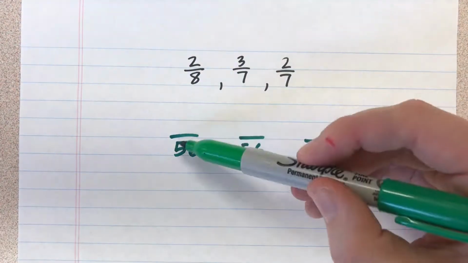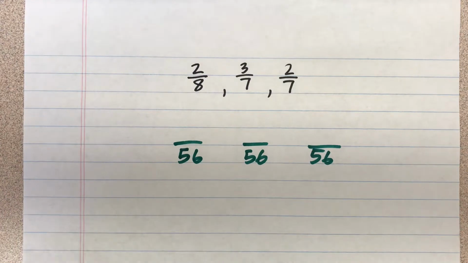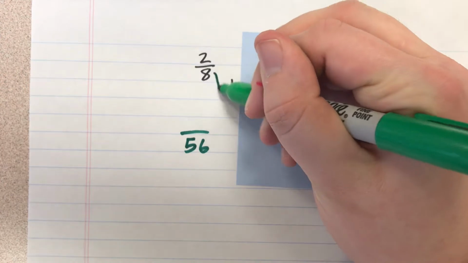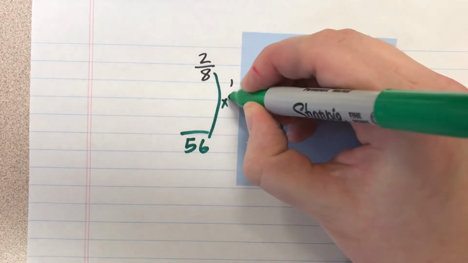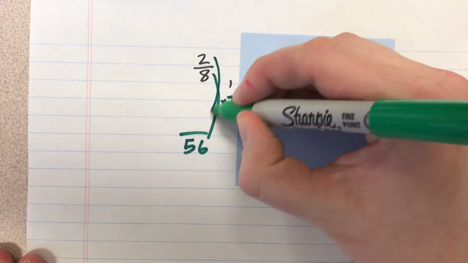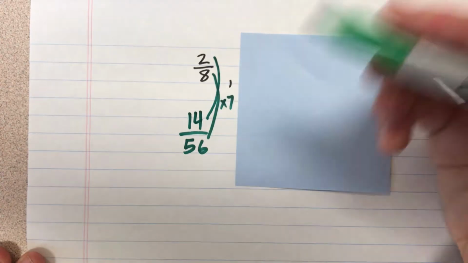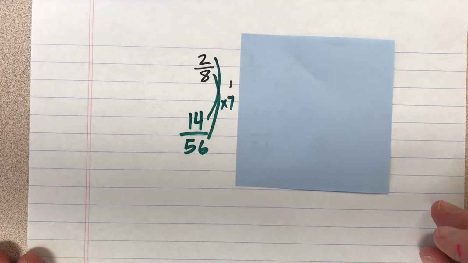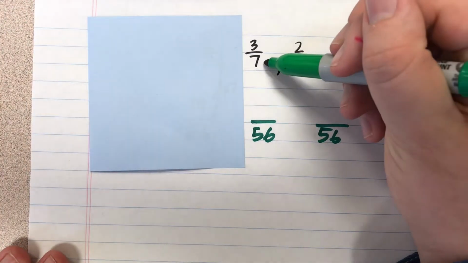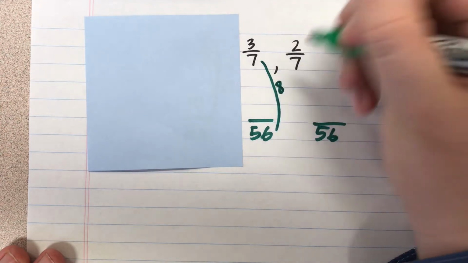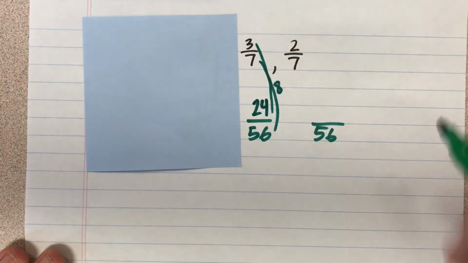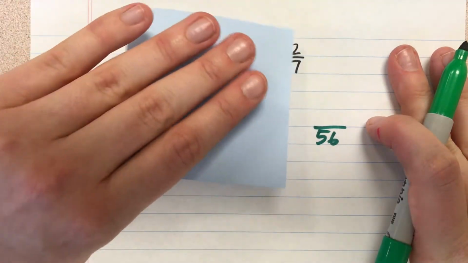All right, I'm going to cover up these 2, so we're only focusing on one at a time. My connector between 8 and 56 is 7. Okay, and so then I do the same thing on the top. 2 times 7 is 14. So 2/8 is equivalent to 14/56. Okay, let's do our next one. Connector between 7 and 56 is going to be 8. So we do the same thing on the top. 3 times 8 is 24. So that's an equivalent fraction for that one.